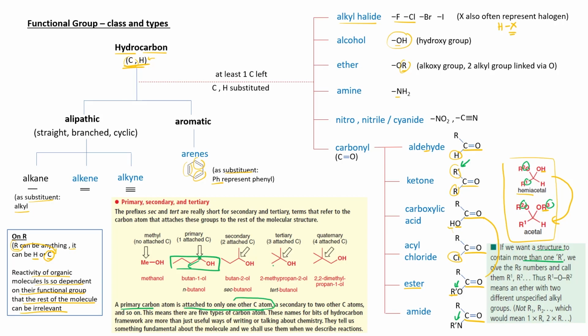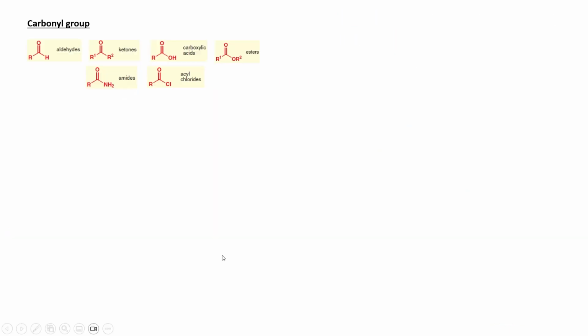Okay, for example, let's say this thing. This carbon here is attached to another 3 carbons. So that is tertiary, and because this is an alcohol, we call it tertiary alcohol. Okay, let's talk about the carbonyl group. Carbonyl group is when you have the carbon attached to the oxygen, so you have this pattern, and this pattern is prevalent in other carbonyl groups, for example aldehyde, ketone, carboxylic acid, ester, amide, and acyl chloride.